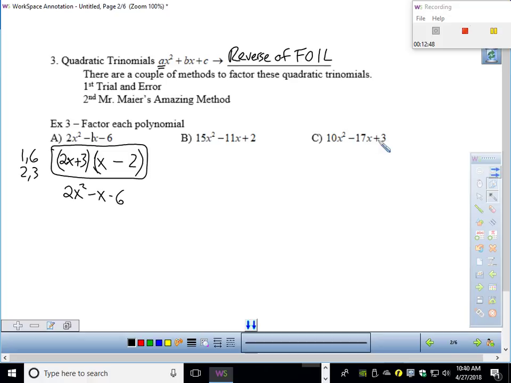Okay, so here's how it works. We take this a value, and we bring it on over to the last term and multiply those together. Because I don't like that 2. It's kind of bothering me.